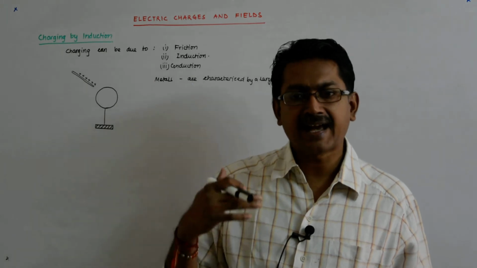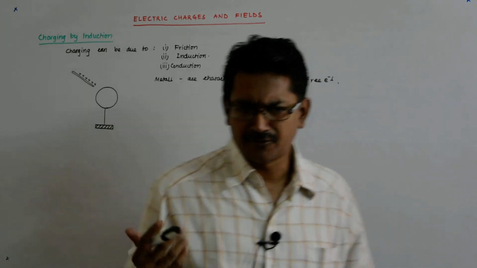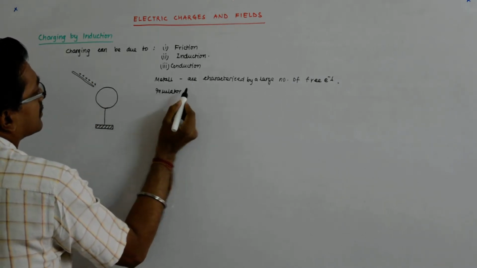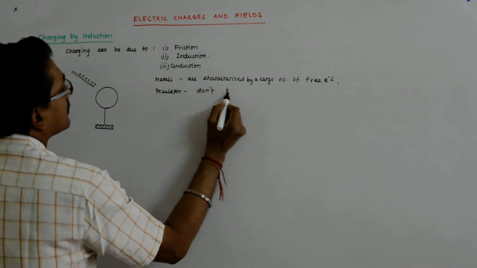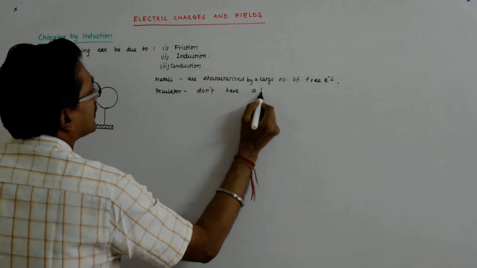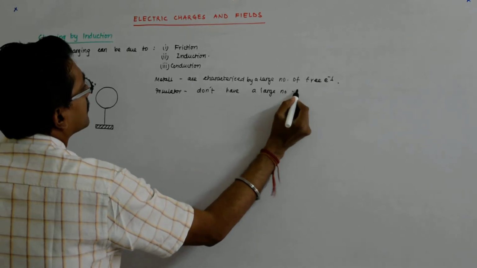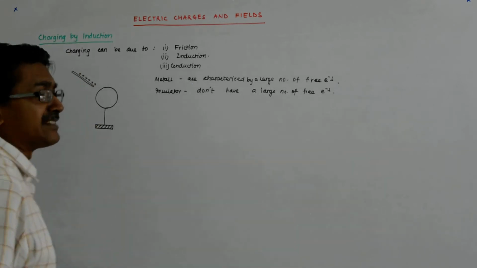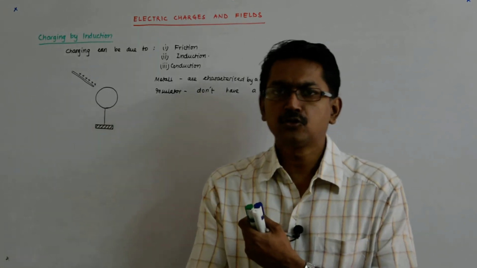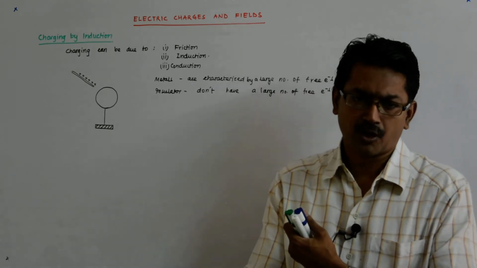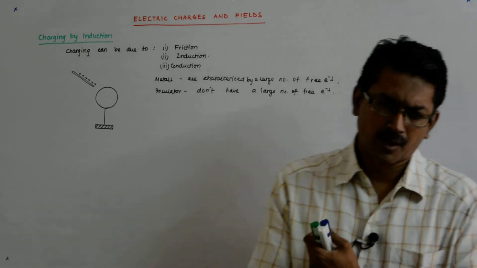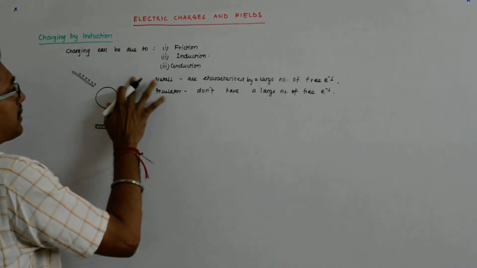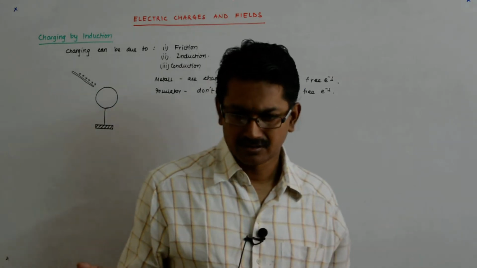So metals are characterized by a huge number of free electrons, while insulators don't have a large number of free electrons. It's not that they don't have any electron. They too have some electrons, but very, very few. The number is so small that there will not be any perceptible current even if you apply large voltages across it.